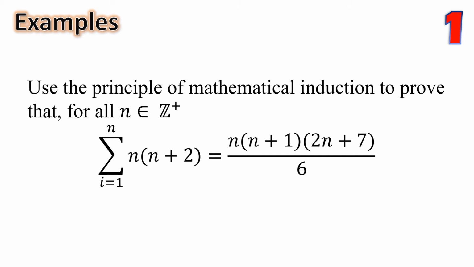The left-hand side of this statement, if i is equal to 1, then we have 1 times 1 plus 2, that is 1 times 3. And if i is equal to 2, then we have 2 times 2 plus 2. And if i is equal to 3, we have 3 times 3 plus 2.